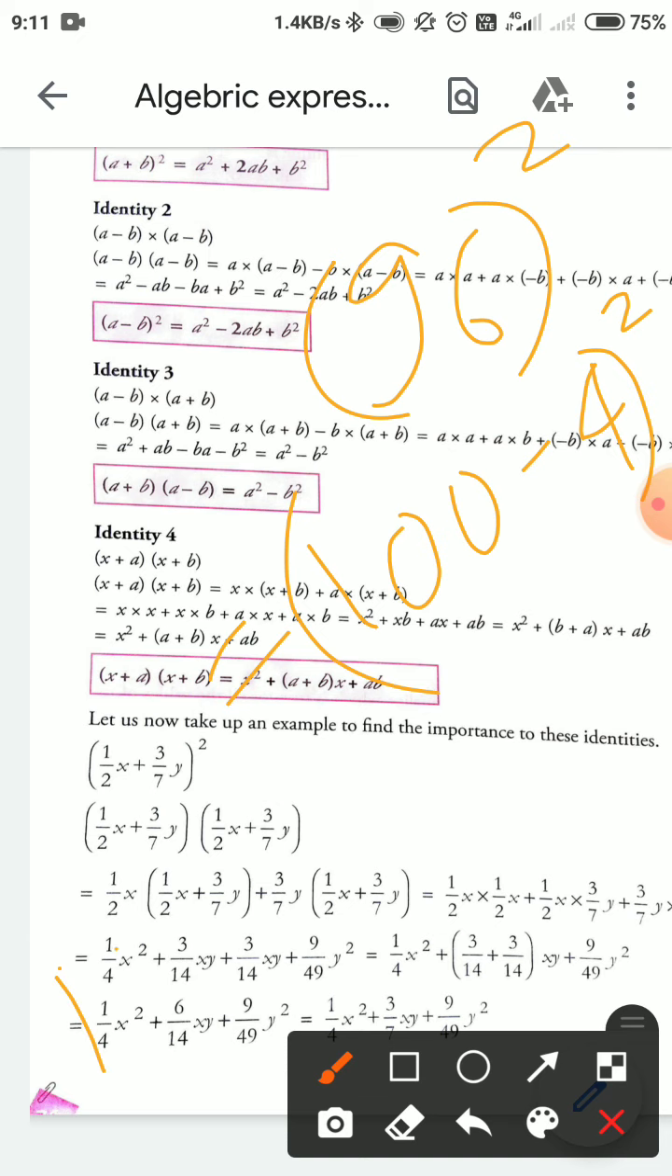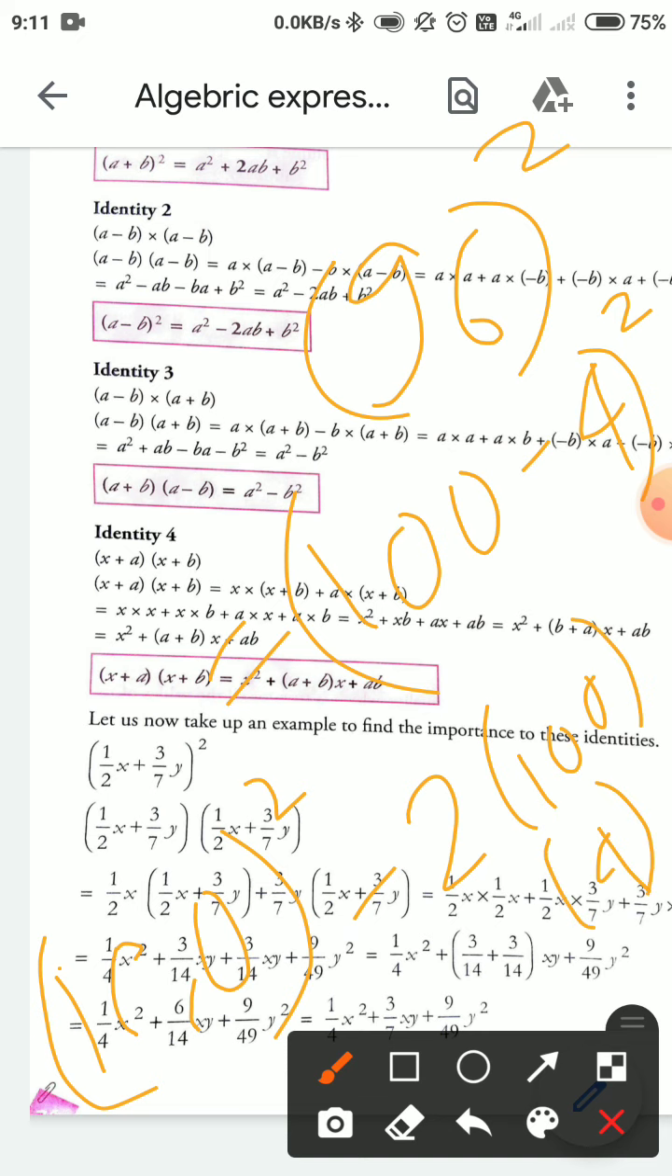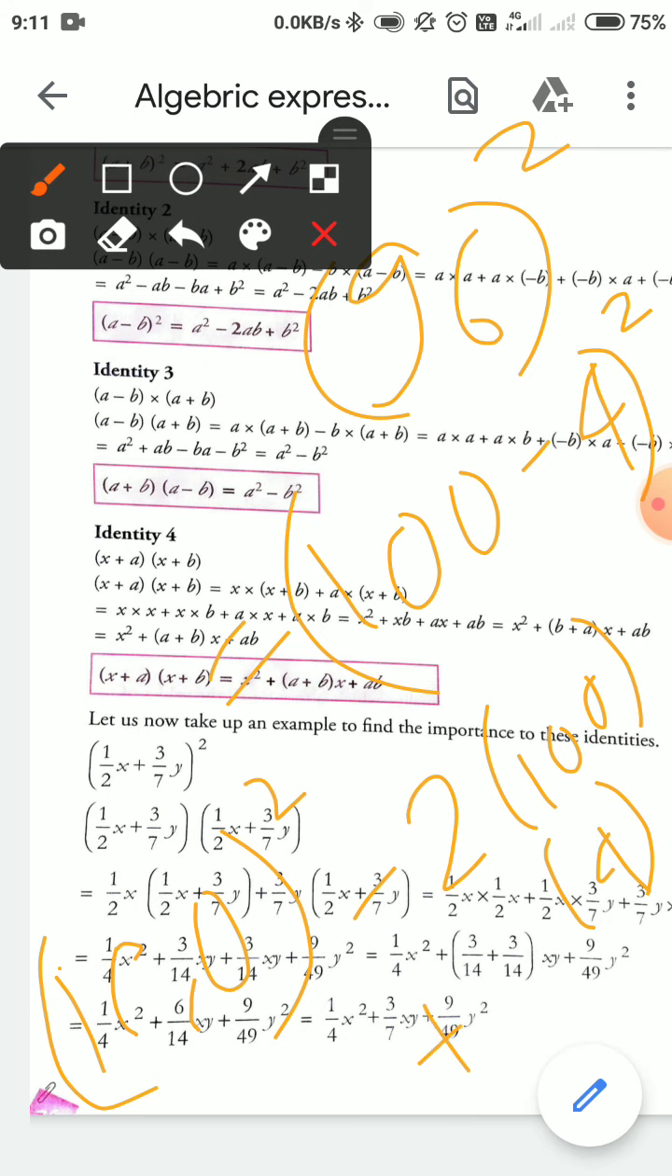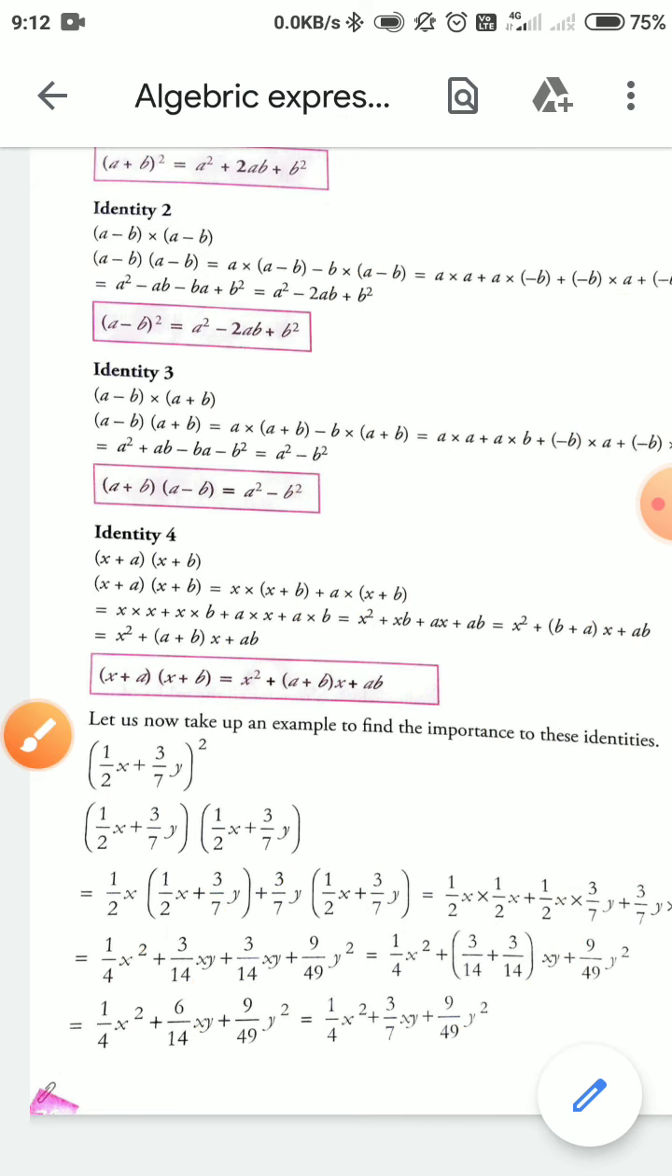Where a is equal to 100 and b is equal to 4. So what you will get is a square, that is 100 square, minus 2 into a is 100 into b is 4, plus b square, that is 4 square. And in this manner 100 square is 10,000, minus 2 into 4 is 8 into 100 is 800, plus 16. So clearly you can see that you can easily evaluate these terms. It is a lot easier to add and subtract than to multiply the given number again and again, right?